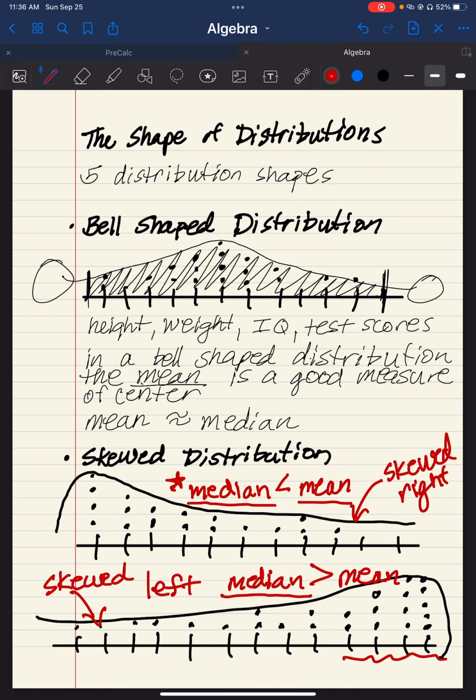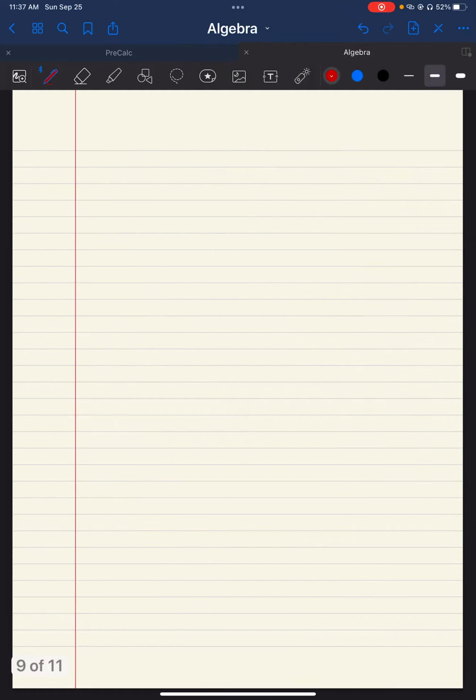All right, so that is an introduction to skewed distributions. So let's see here. We want to move on to another distribution. Let's take a look. This next one is called a uniform distribution.